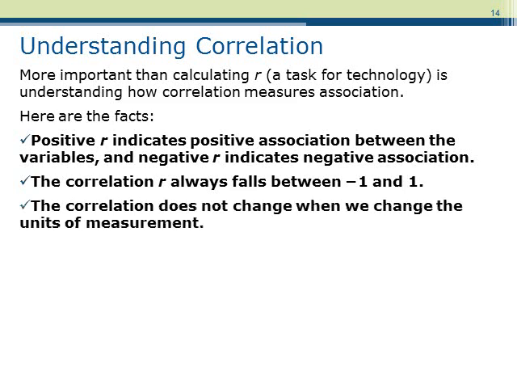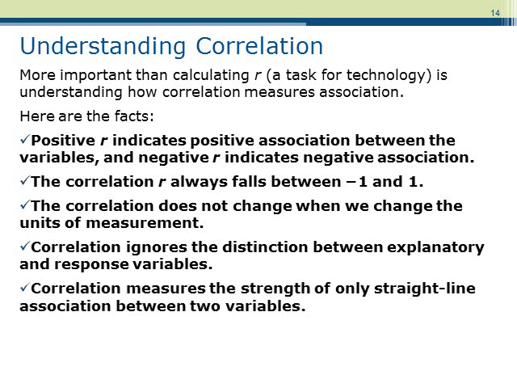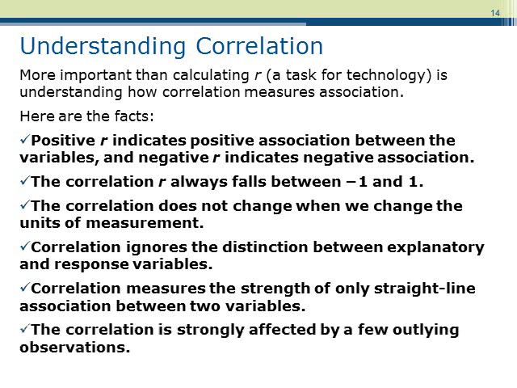The correlation does not change when we change the units of measurement. Correlation ignores the distinction between explanatory and response variables. Correlation measures the strength of only straight line association between two variables. And finally, the correlation is strongly affected by a few outlying observations.